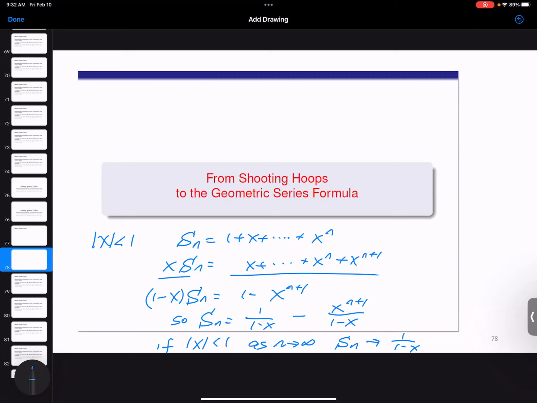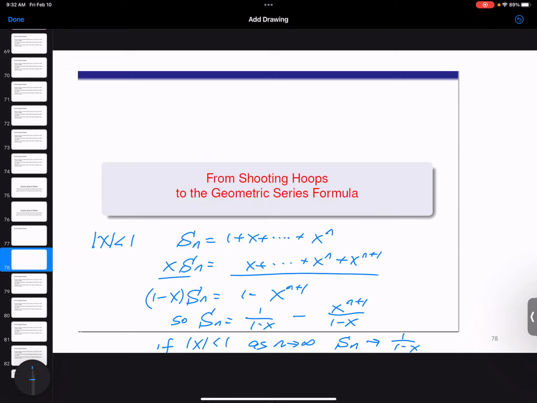When I'm looking at the finite sum, I don't need x to be less than 1. For finite sums, everything is fine. If I want the limit to make sense, I need the absolute value of x to be less than 1. If the absolute value of x is greater than 1, then every time I add, I'm adding pieces of larger and larger value, at least in absolute value, and so there's no way this is going to converge.